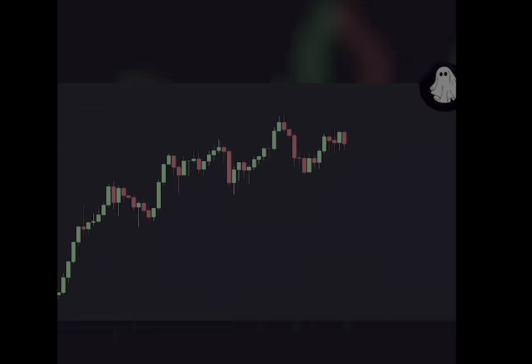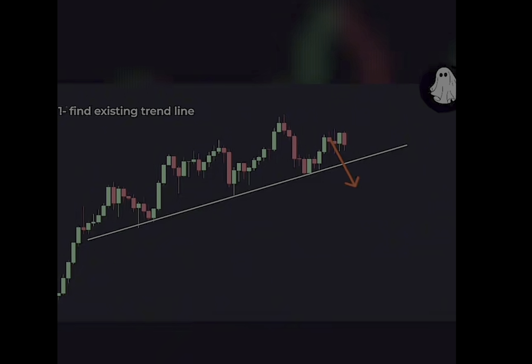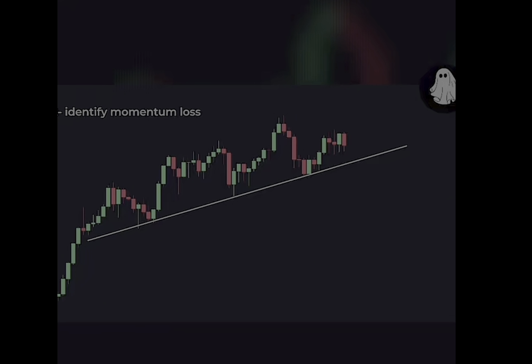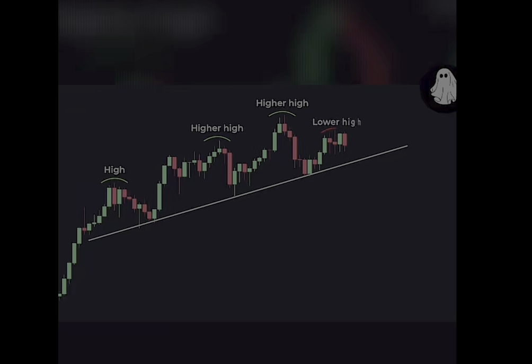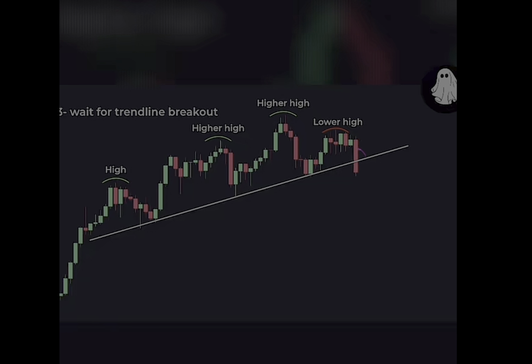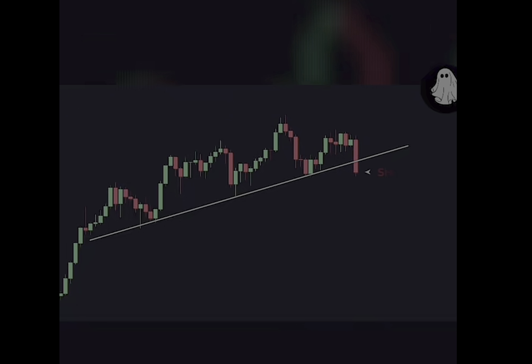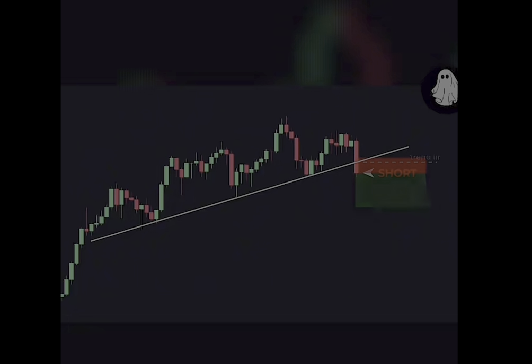Now, again, the first step is finding an established trend line. In this case, it's an uptrend, meaning we're looking for a trend change to a downtrend. Next, we identify momentum loss by looking at the market structure. And here we can see that price shifted from making higher highs to lower highs, signaling that this existing uptrend is getting weaker. Once that happens, we wait for the price to close well below the trend line, confirming the trend change. And because this is a bearish setup, we take a short position. Next, place a stop loss slightly above the trend line break, and a take profit at 2 times the stop loss size. And as you can see, price went down and hits our take profit.